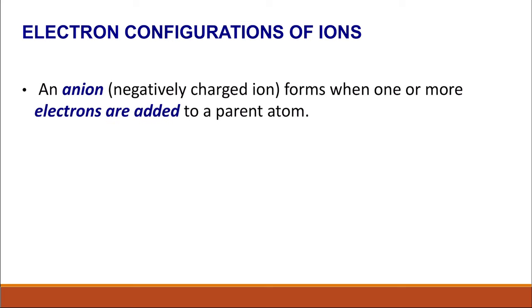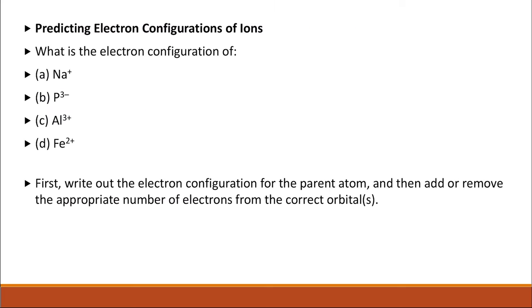And then we have the anions, which are the negatively charged ions, formed when one or more electrons are added to the parent atom. So let's practice to understand more about how to write the electronic configuration of ions. These are 4 different ions. First of all, you need to write out the electronic configuration for the parent atom, not for the ion, and then you start to add or remove the electrons.